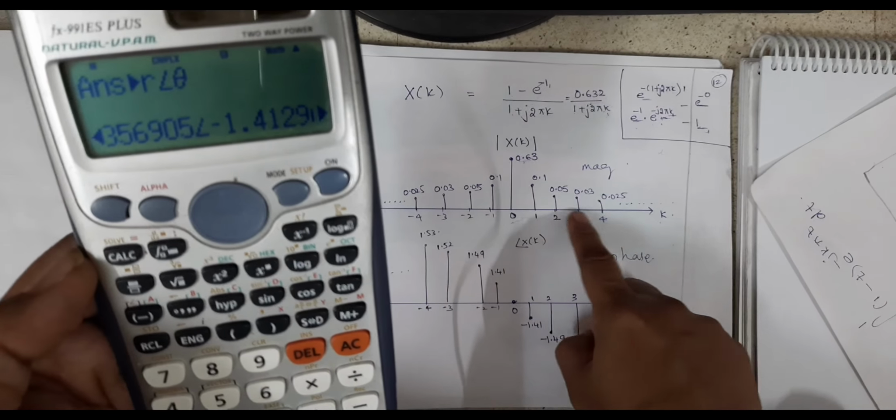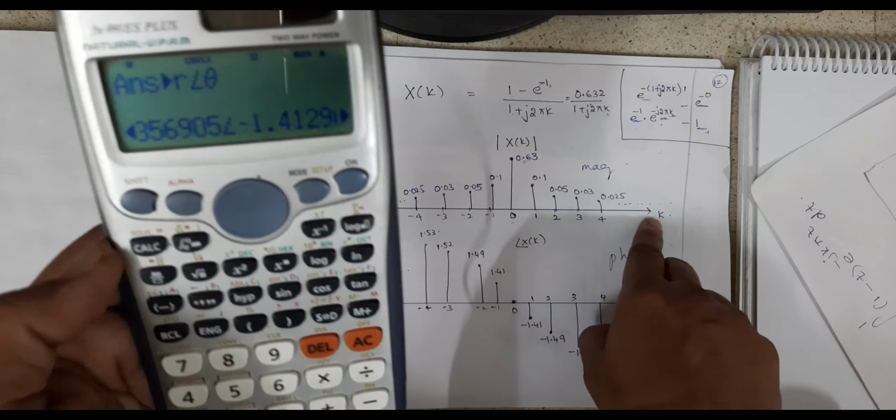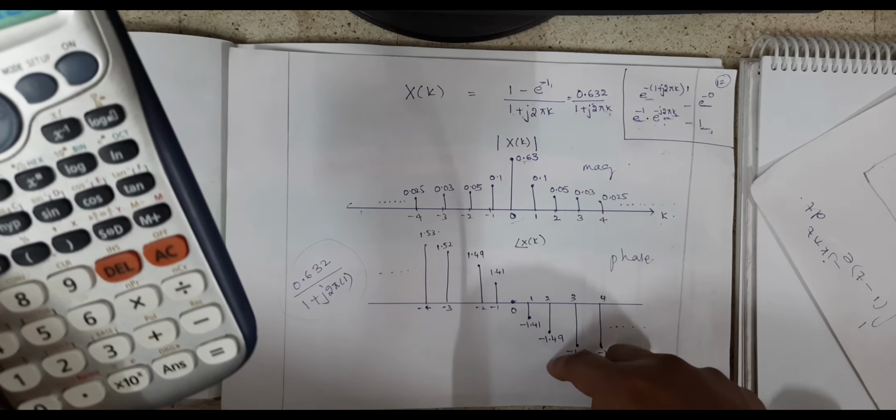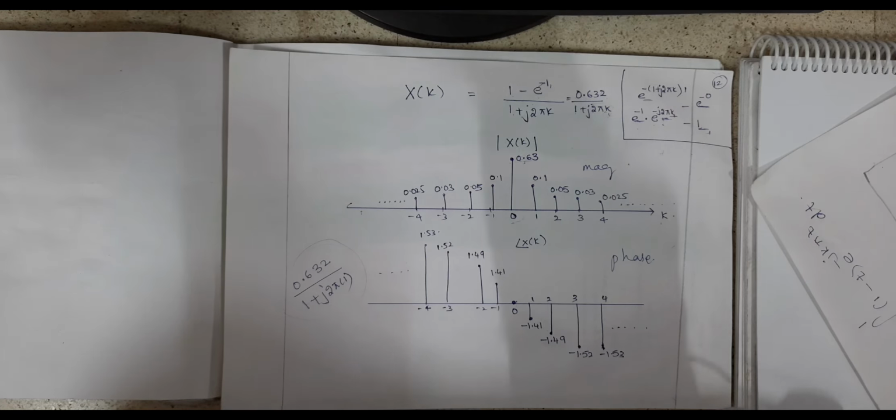Similarly, you solve for all the values, k equal to 1, 2, 3 and so on, and k equal to minus 1, minus 2. You will get the magnitude and phase angle. Thank you.